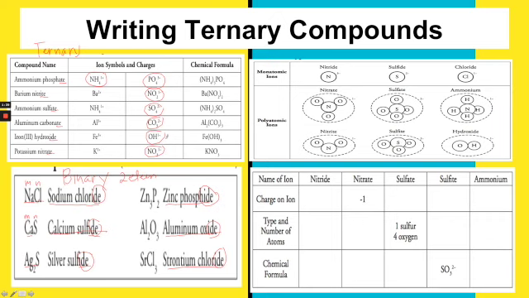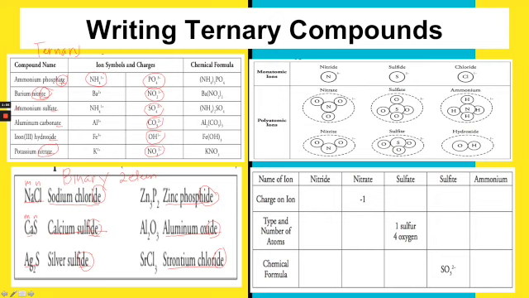Now, the rules in writing ternary compounds are the same as for binary compounds. But there is a difference here. This one ends with ATE. This one ends with ITE. What is the difference? With nitrite and nitrate, why are they changing? Because most polyatomic ions consist of oxygen, with the exception of a few, like ammonium and cyanide. They don't have oxygen. The rest of them have oxygen.